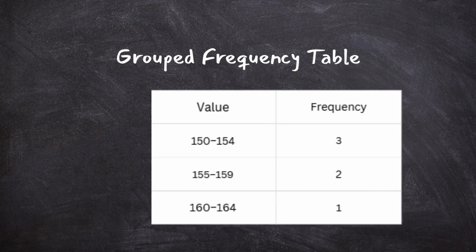And what you have here is what we call the class interval. So class interval, what you have here from 150 to 154, is the class interval, right? So we use this to group our data, especially when the data is quite much.